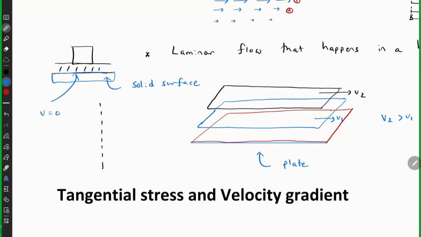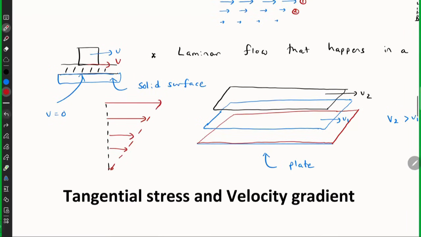Here, the velocity of the block that's moving on top of the liquid is v. Therefore, the fluid layer just below the block is v. So the velocity distribution is going to be something like so, right? So this is laminar flow.